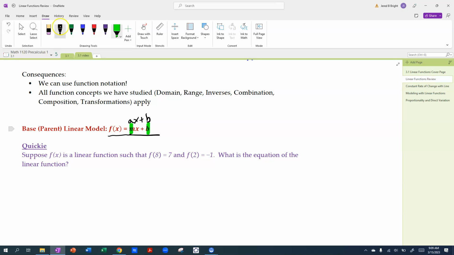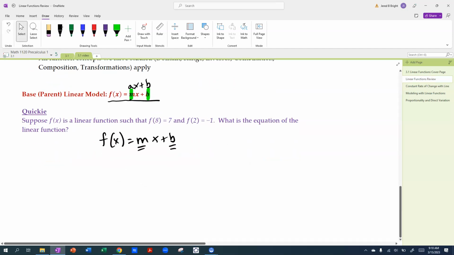All right, so one quick example before we wrap up. We know f of x is a linear function such that f of 8 is equal to 7 and f of 2 is equal to -1. What's the equation of the linear function? Well, we know we need to provide an answer that looks like f of x equals mx plus b, and I need to provide values of m and b. So m is our slope, so let's find our slope. We do the calculation, rise over run, or change in the y values.